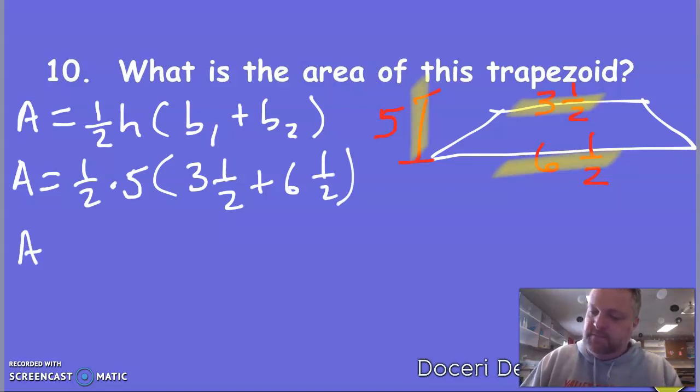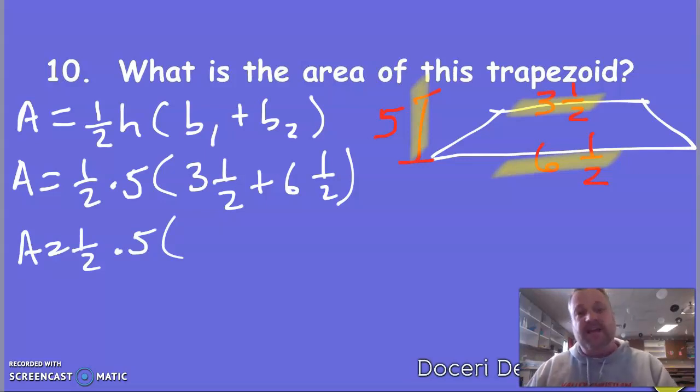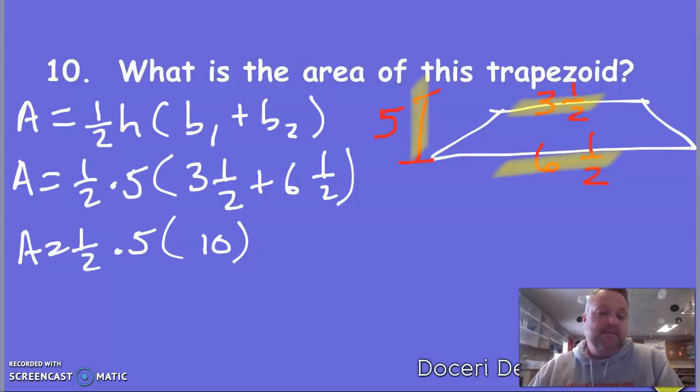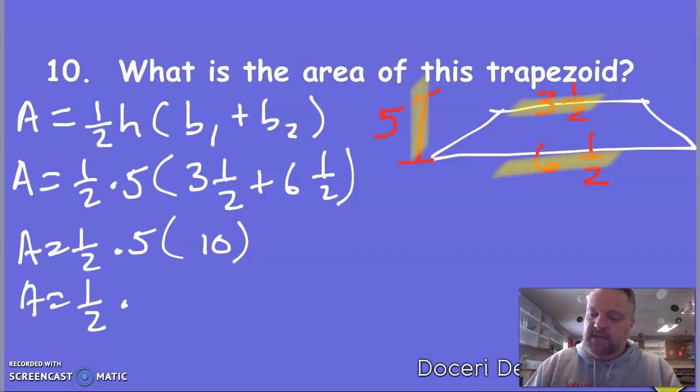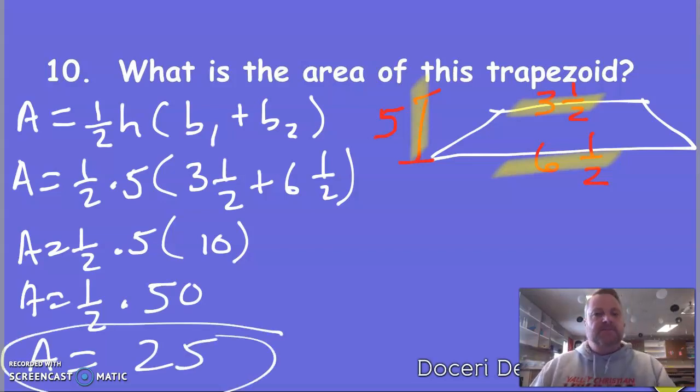Okay, simplify: 1/2 times 5, and then 3.5 plus 6.5 is 10. Now I can multiply 1/2 times 5 first, I can multiply 1/2 times 10 first, or I can multiply 5 times 10 first, and then do the half. I'm just going to do that. 1/2 times, and then I'll just do 5 times 10, which is 50. Half of 50 is 25. And there's my area for this trapezoid.